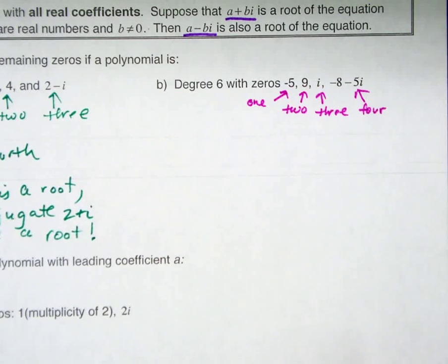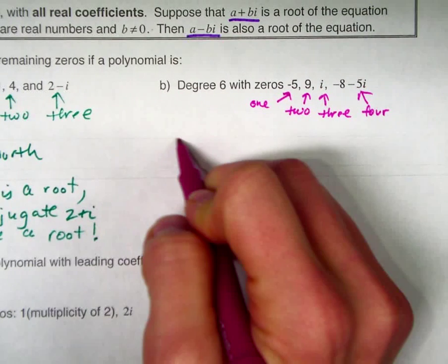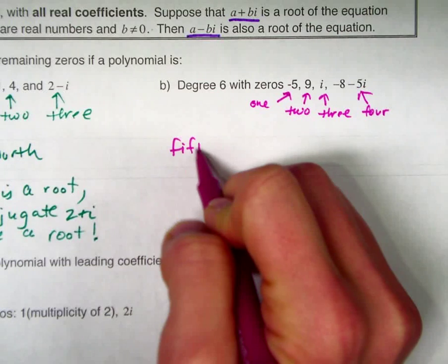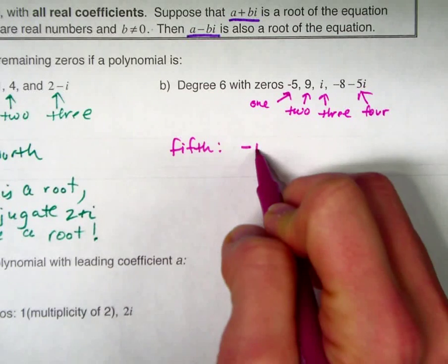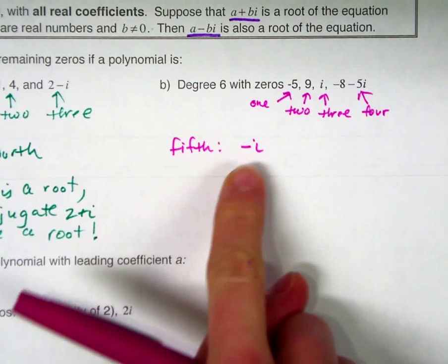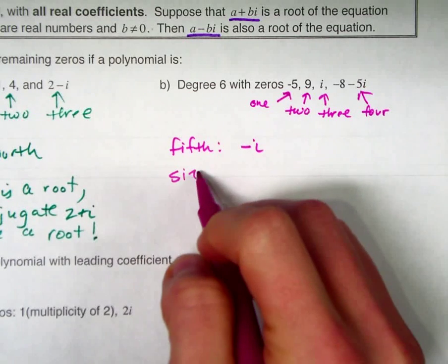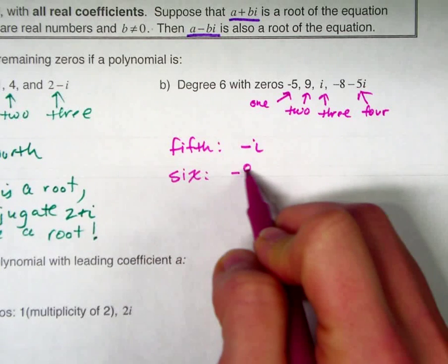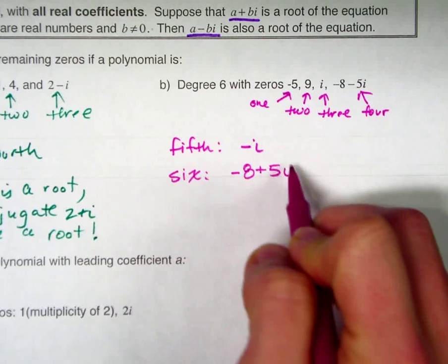So they give us 4 roots. What is the 5th root going to be? Negative i. So we had a positive i here, so its complex conjugate is negative i. And what's the 6th one going to be? Negative 8 plus 5. So the 2 complex conjugates.